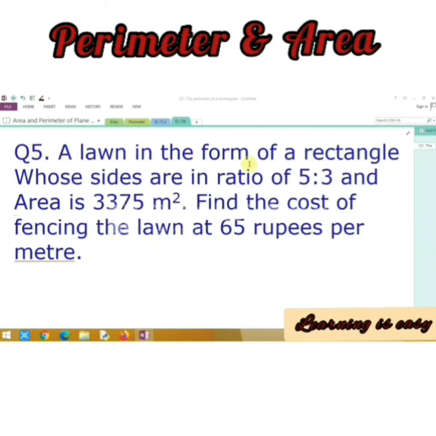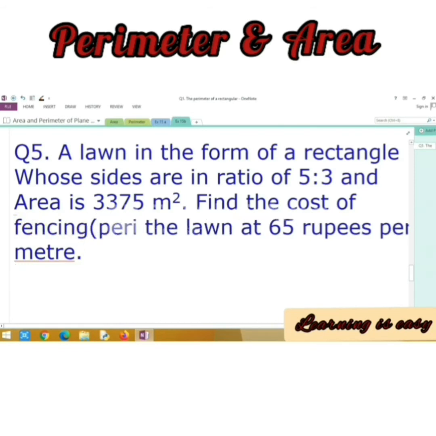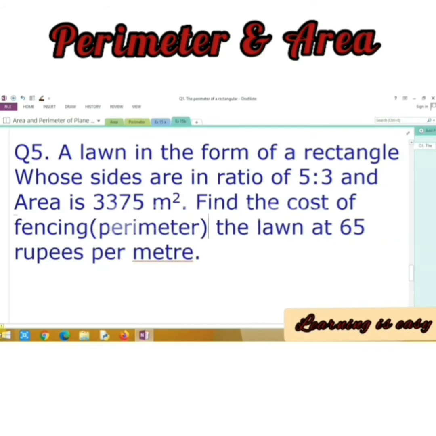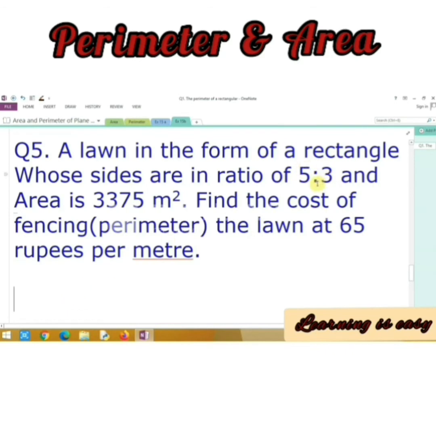Next, question 5. A lawn is in the form of a rectangle whose sides are in ratio 5:3 and area is given. We need to find the cost of fencing the lawn at 65 rupees per meter. Fencing the lawn means perimeter, outer part of the land. So that clearly shows it's a perimeter we need to find. After knowing the perimeter, by calculating 65 rupees per meter, we get the total cost.